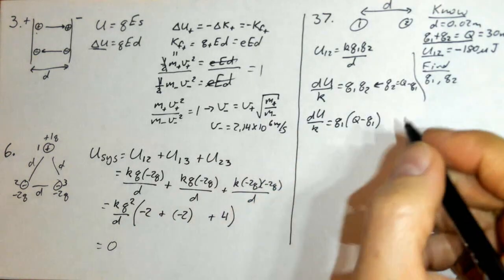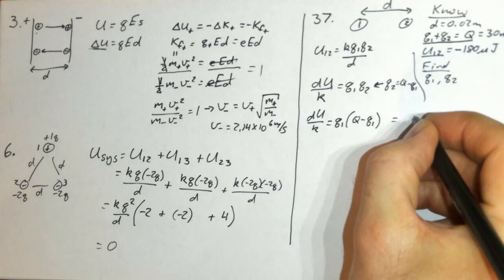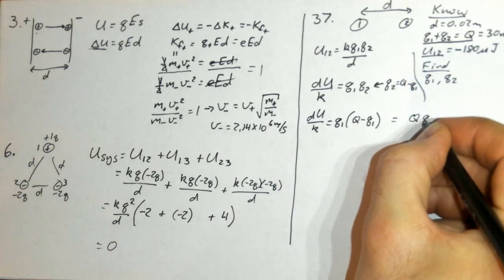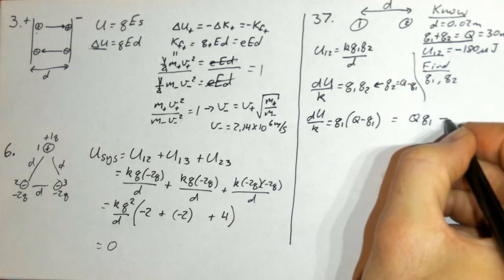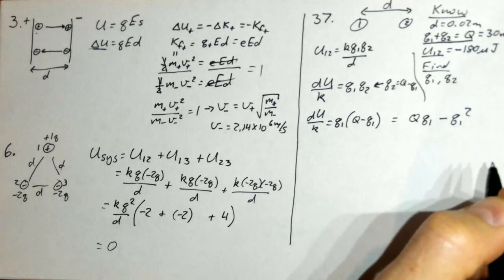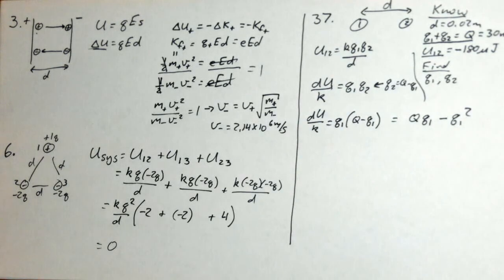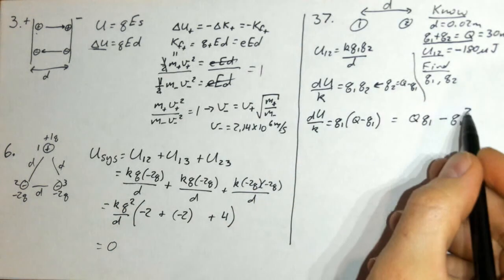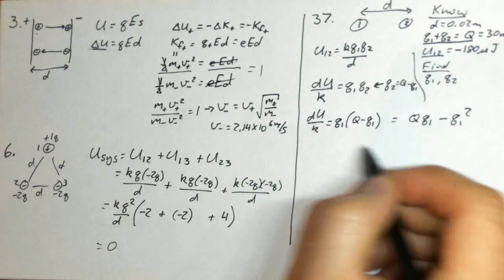Okay, what would be some next steps? Let's go and factor this out. We have Q times Q1, and then we have negative Q1 squared. Now the form I want is ax squared plus bx plus c equals 0. In this case, Q1 is our x. I need to get in that form. So I'm going to go ahead and add Q1 squared to the other side.